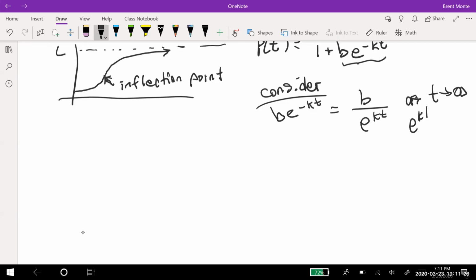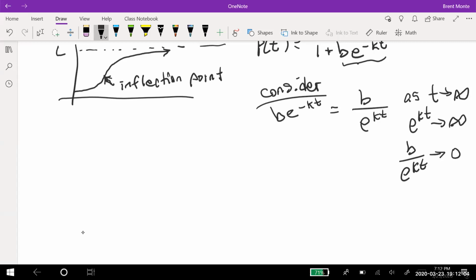What's going to happen is that e to the t also goes to infinity. All right, I need to rewrite both of my... There we go. Not great, but good enough. And this actually says as t goes to infinity, e to the kt goes to infinity as well. And then b over e to the kt goes to 0.